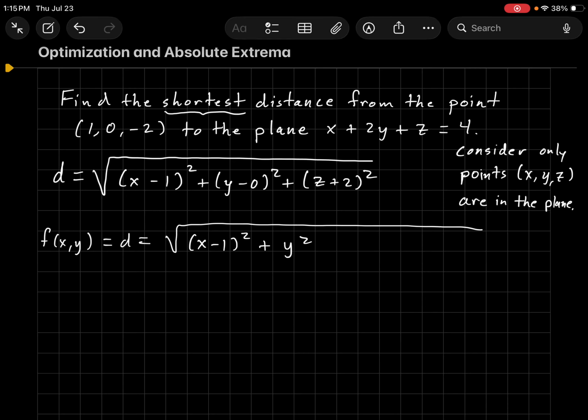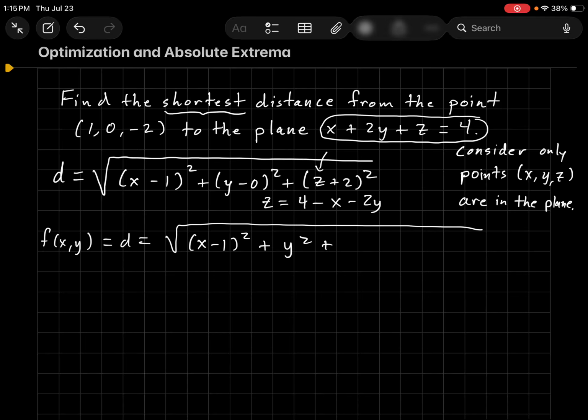Now let's take a look at the z. Since z is found in my plane equation, I can write z as 4 - x - 2y. So I'm going to replace my z with 4 - x - 2y. And that's going to give me (6 - x - 2y) all squared, because it's z + 2.